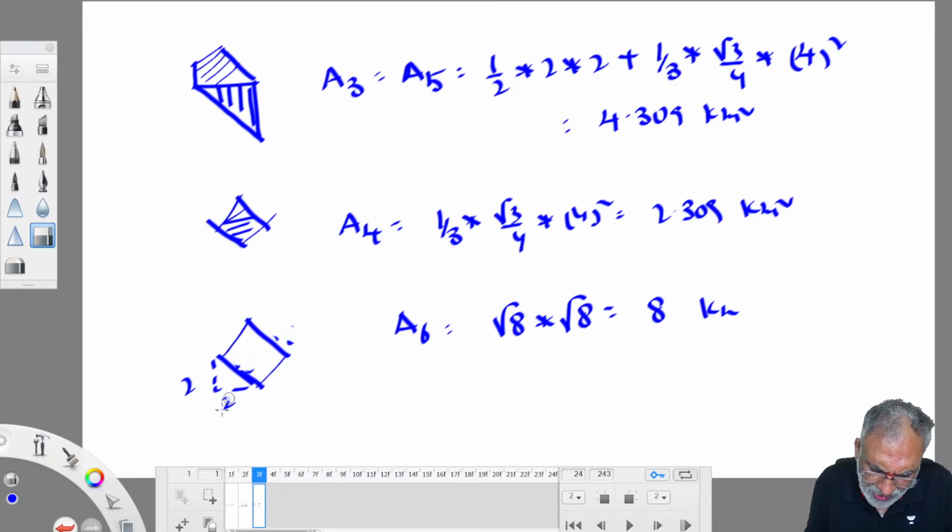Root of 2 square plus 2 square, so it is root 8. This side it is root 8. This side also it is root 8. Square, no, diagonal it is. All sides are same. So it is 8 kilometers square is the answer.